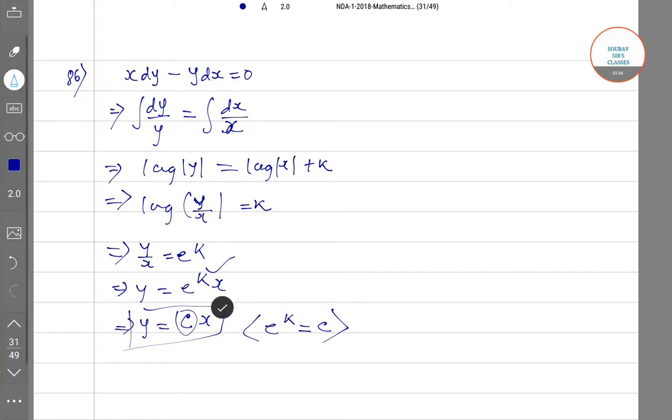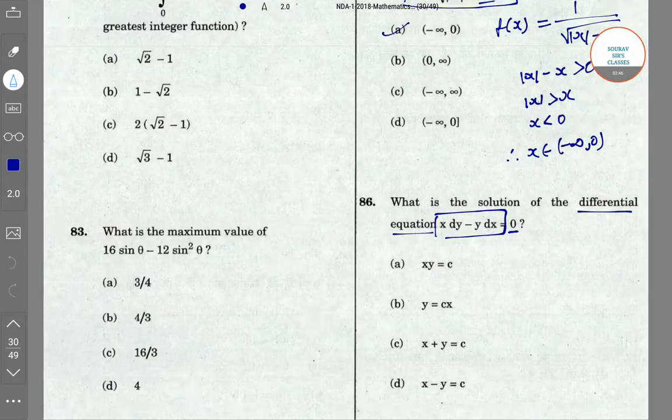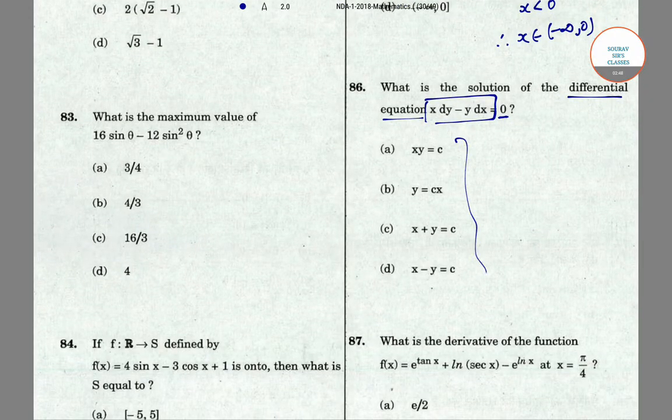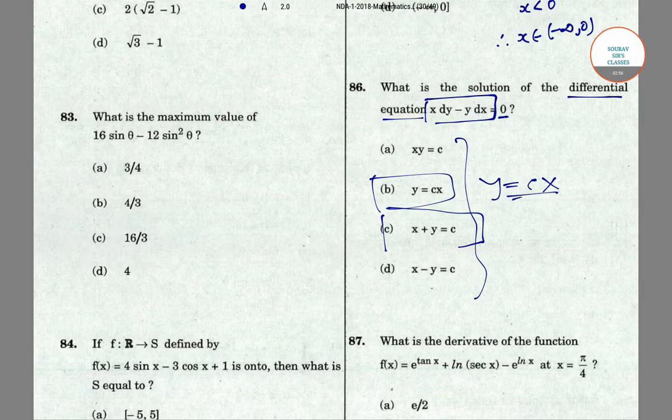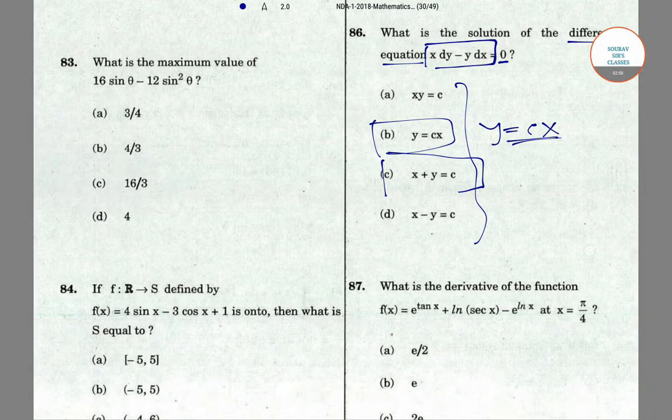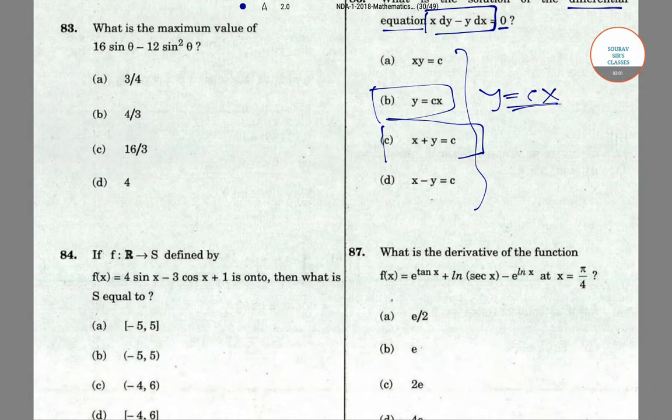So now we'll go to the options we have. We have 4 options, out of which we can see option B, which says y equals cx, is the right answer. Now we'll go to the next question, that is question number 87.